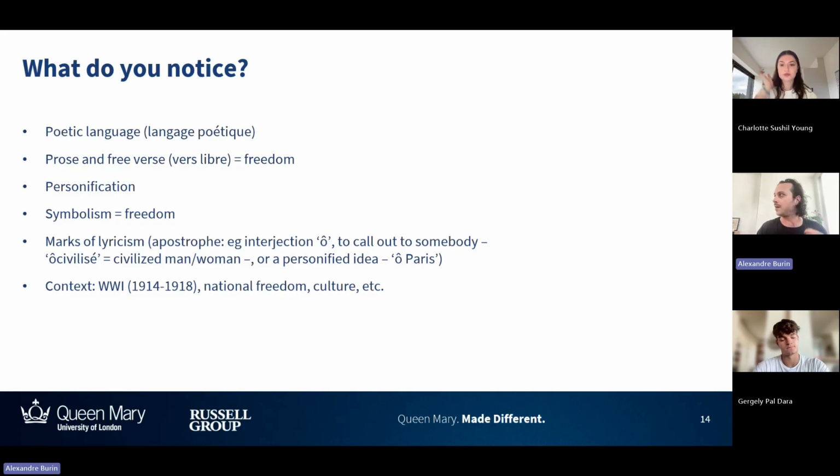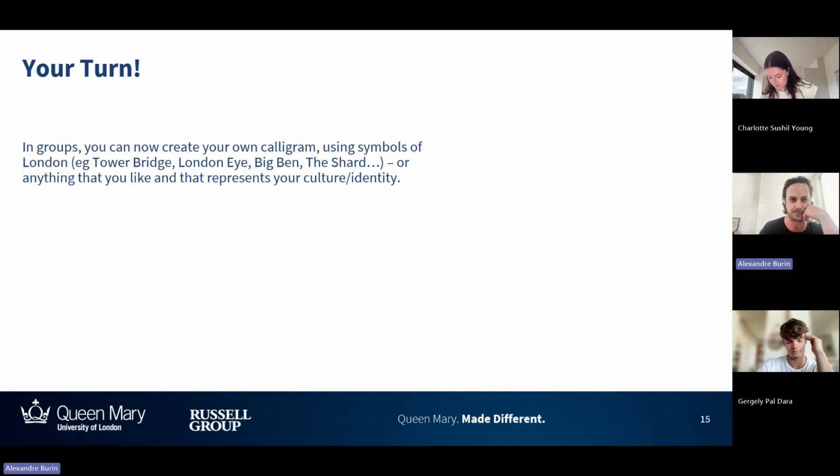We still do have marks of lyricism, okay? There's an apostrophe, the interjection O, that's to call out to somebody. O civilisé, so that's O civilized man or woman. But there's also a personified idea when he's calling out to Paris. Oh, Paris. So just to give you more context, the context is the First World War, where you get a sense of national freedom, culture, etc. at the end of it.